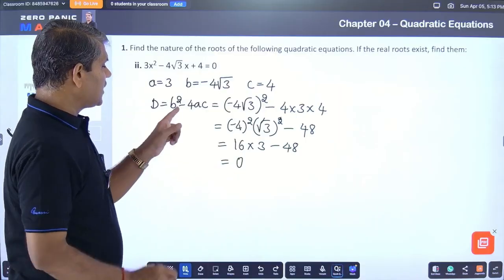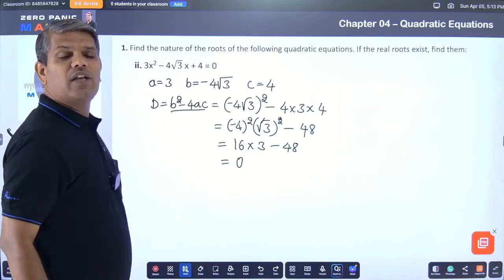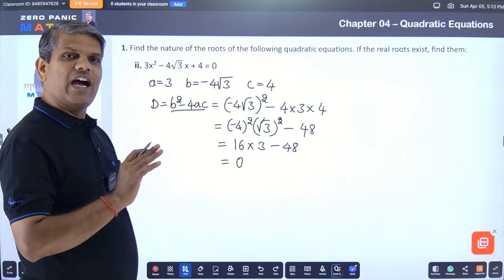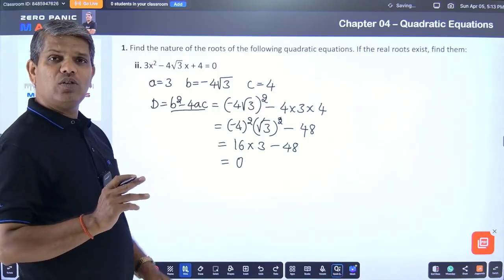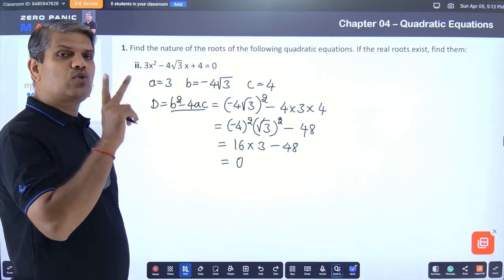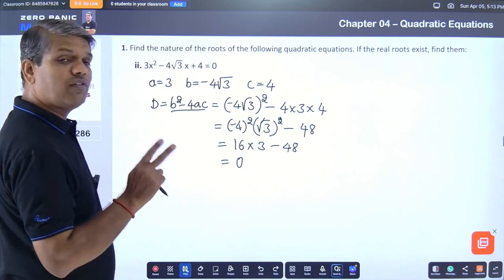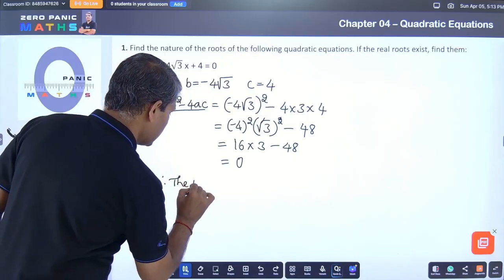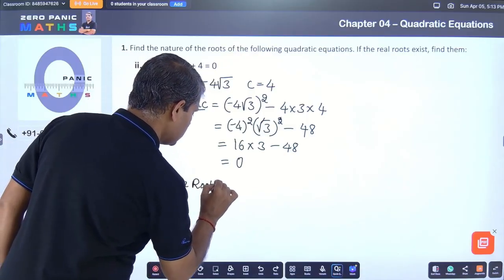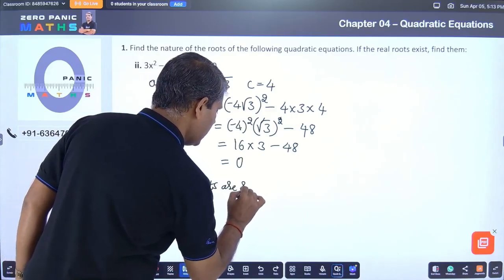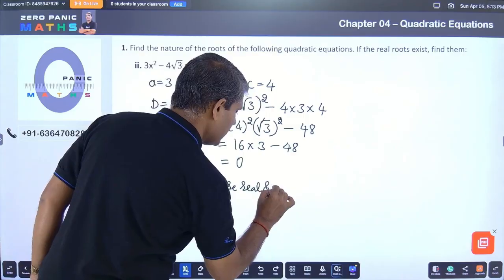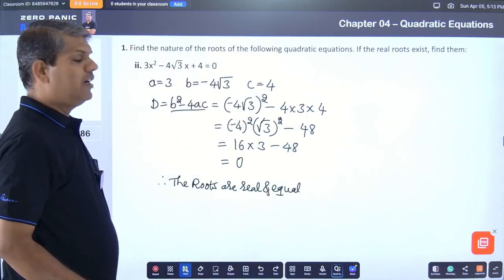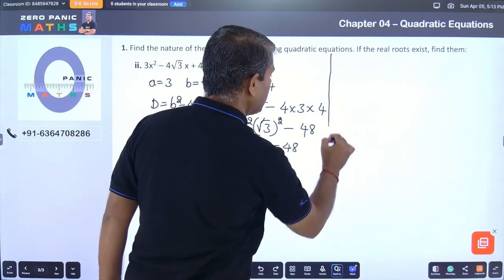If the discriminant value b square minus 4ac is 0, then what is the nature of the roots? The roots are real and equal. You are going to find two roots, but the values of those two roots will be equal to each other. Therefore, the roots are real and equal. Now let us find the real and equal roots. This is the first part of our problem.